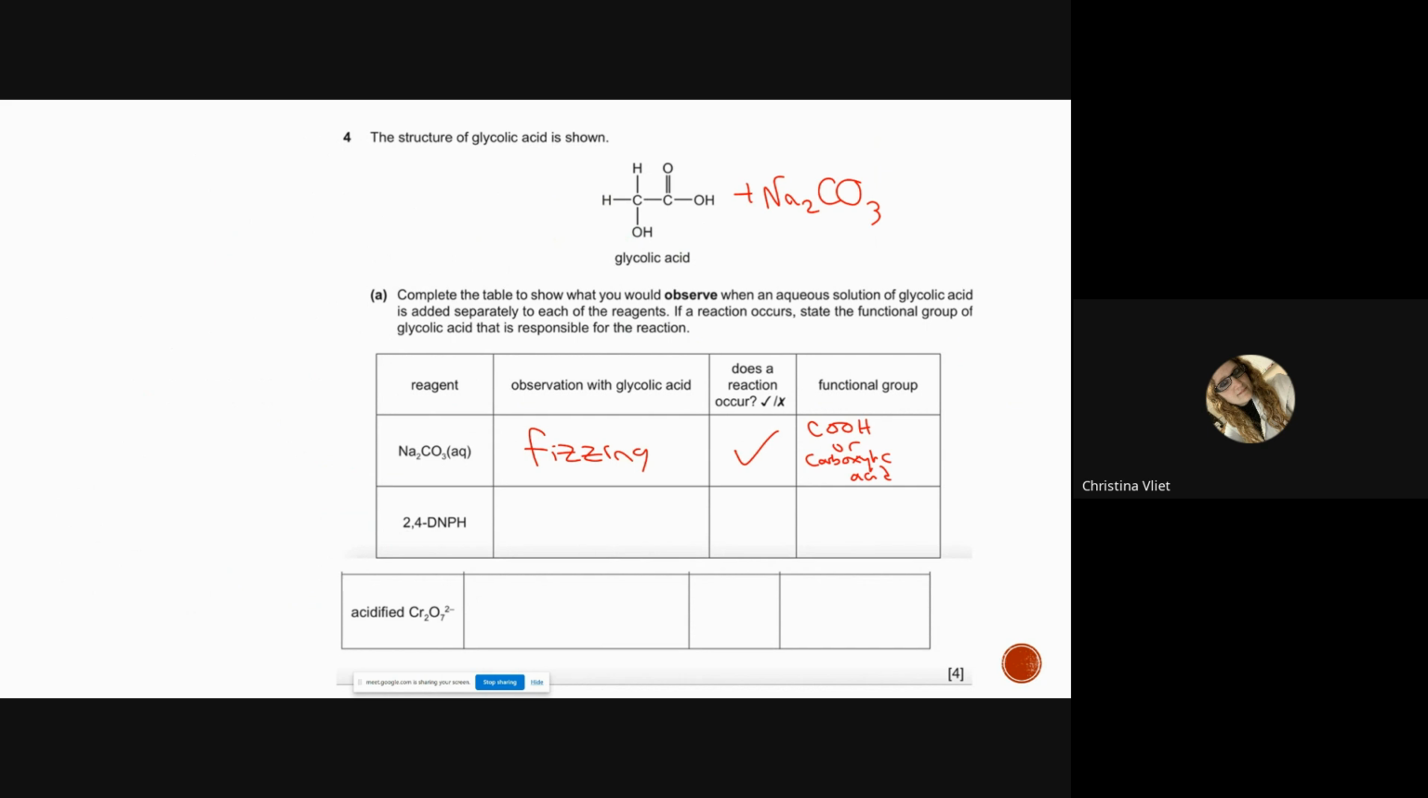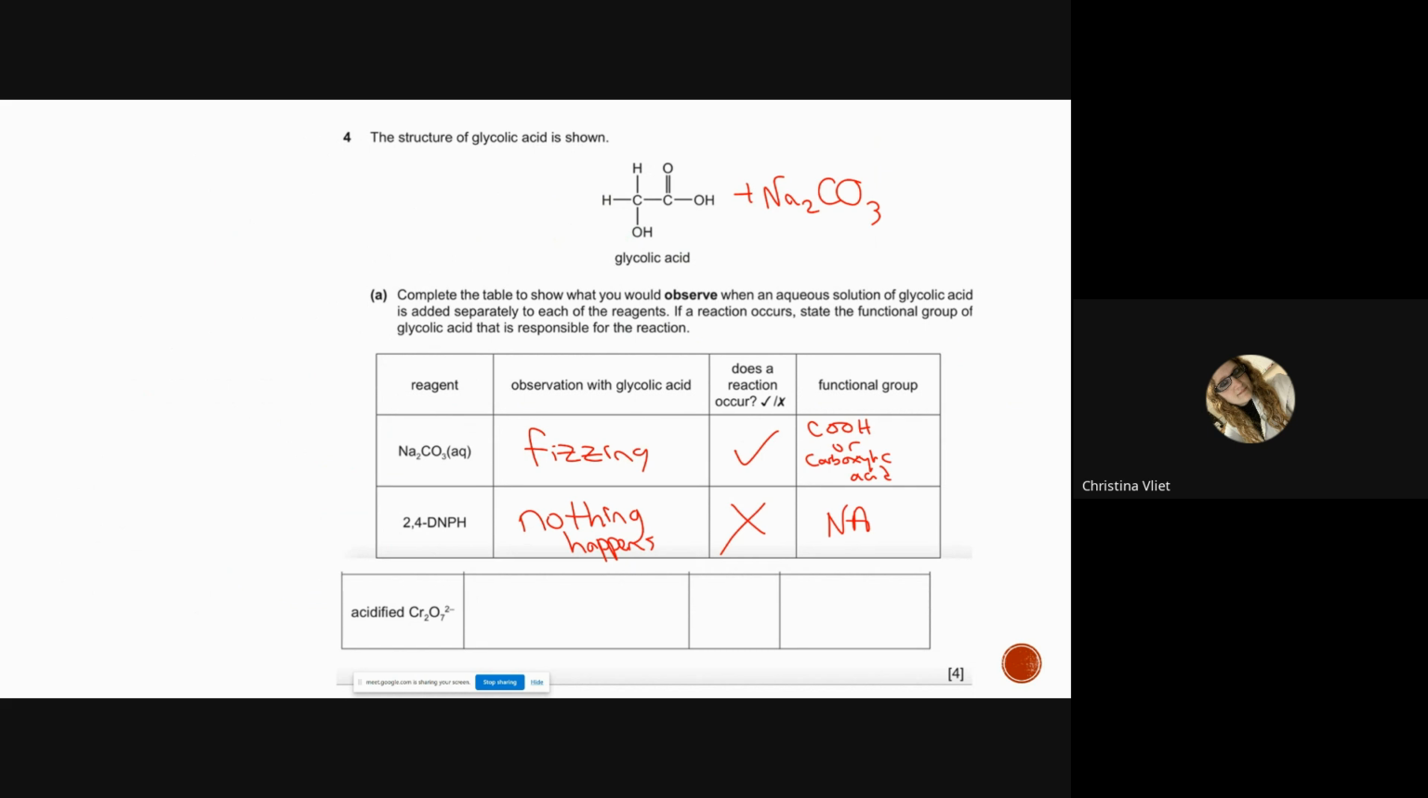Second one. 2,4-DNPH. What's the observation? Nothing. You're allowed to say nothing happens. You're allowed to say no change. Can I say none? You can say no observations. Yes, that is good. Does a reaction occur? For the functional group, they just said N/A, not applicable. It's not identifying a functional group on there because you don't have aldehyde and you don't have ketone. Remember, this is aldehyde and ketone only.